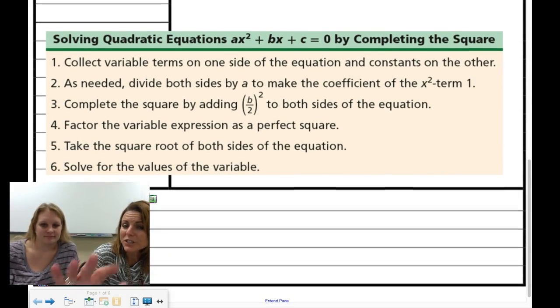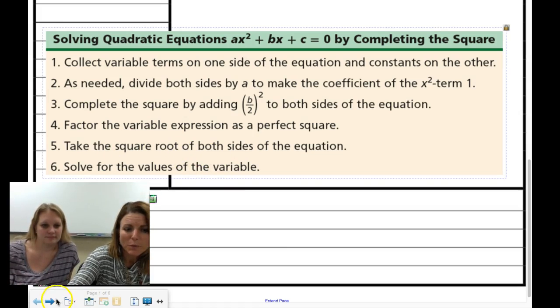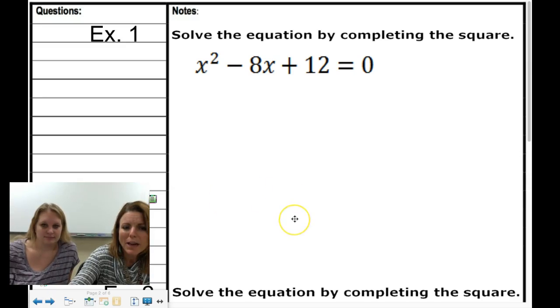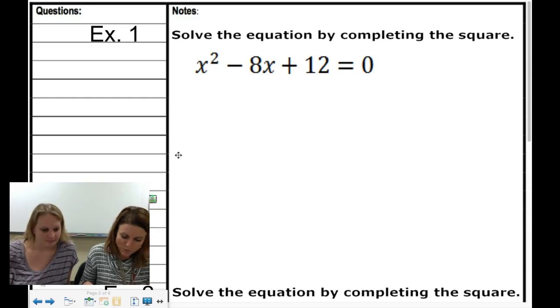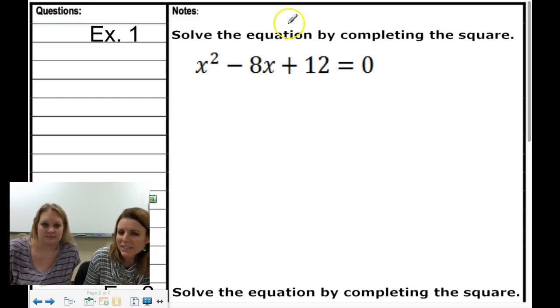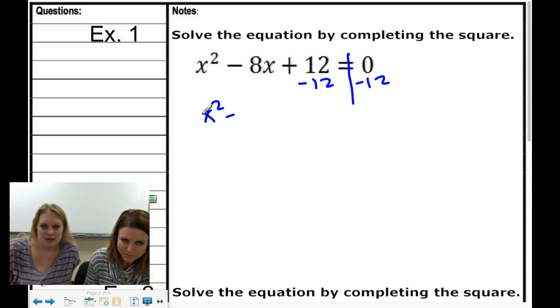Here's the steps again for completing the square. If we go to the next page, we want to do the first one. So the first step, I'll refresh your memory, we need to get the variables on one side and the constants on the other. So I have to move that 12. So we have x squared minus 8x equals negative 12.